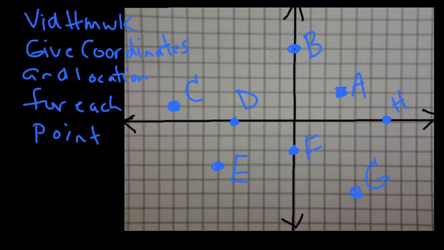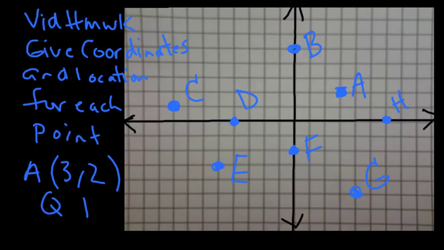Okay, video homework. Give the coordinates, that means the ordered pair, and the location, that means the quadrant number or the axis for each point. So for example, for point A, you're going to put A, and you're going to find the ordered pair. Well, let's see how to do A. Over 3 up 2, so that's (3, 2). Then you're going to say, oh, A is in quadrant 1. Then you're going to do that for B and C and D for all of the points all the way through H. That's the homework.